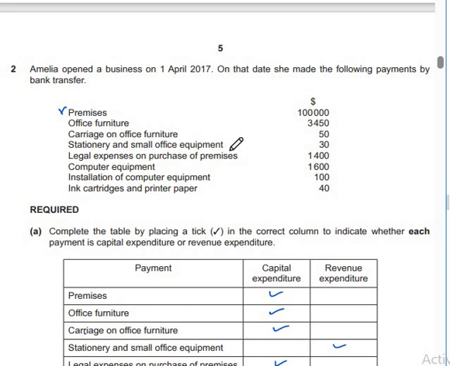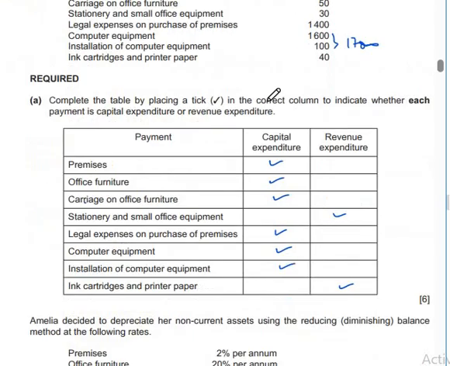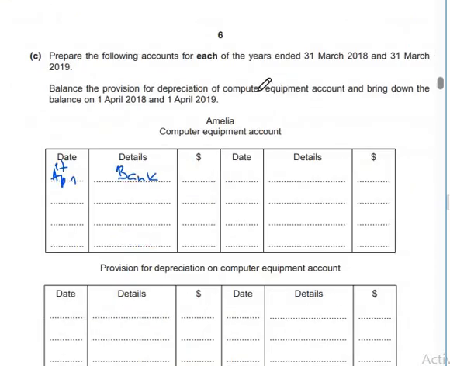Carriage on office furniture, premises equipment is 1,600, and the installation of computer equipment of 100, which means the total cost of the equipment is 1,700, not 1,600, right? So that means we debit the computer equipment 1,700 and we credit bank or cash, right?